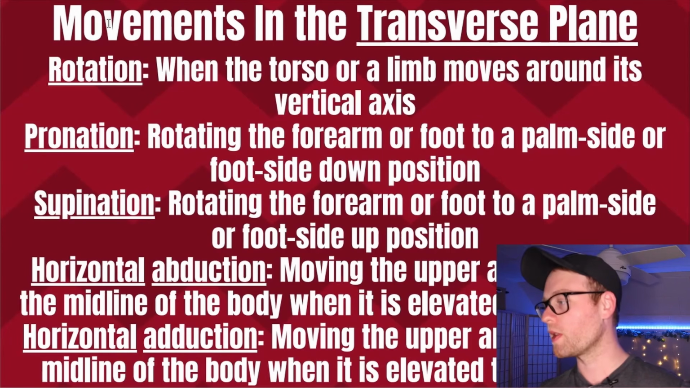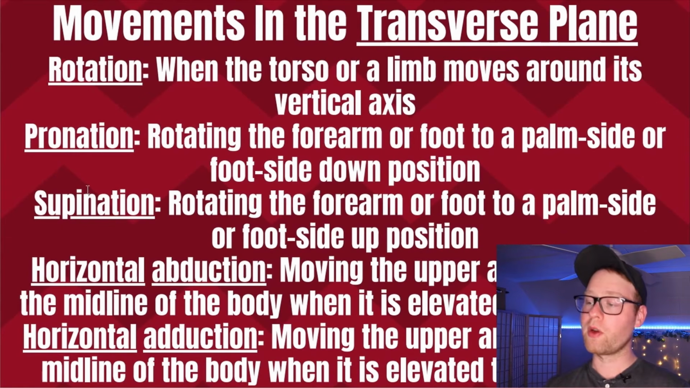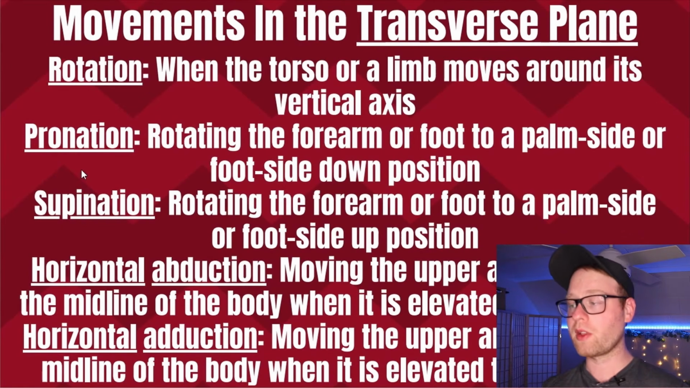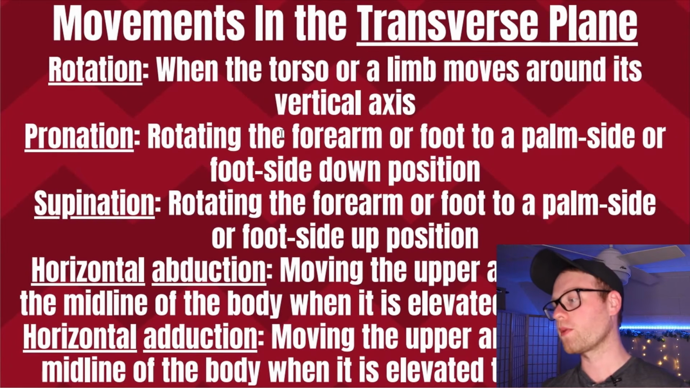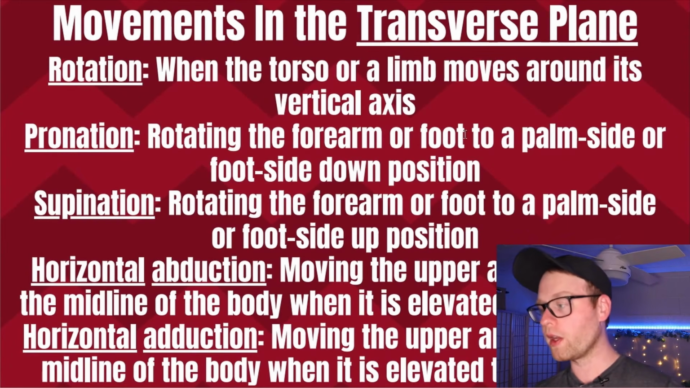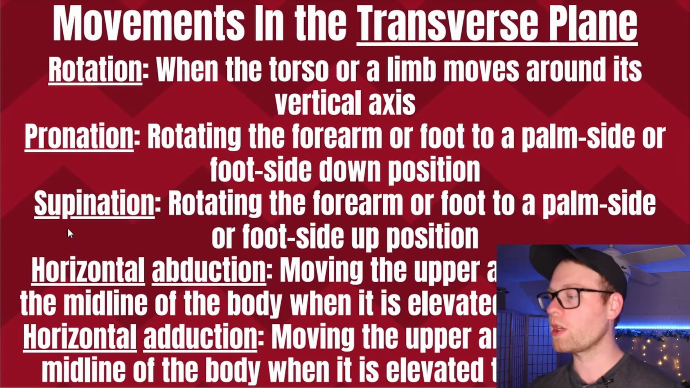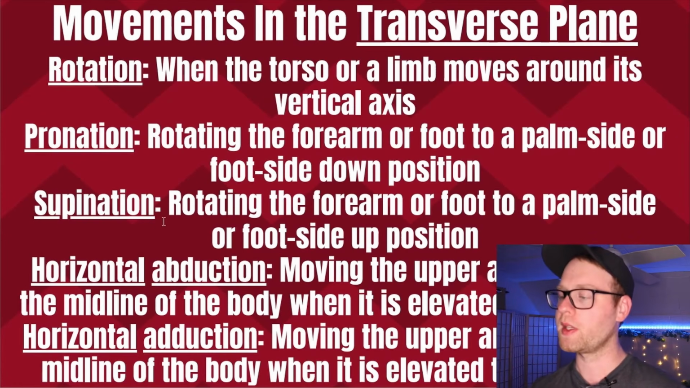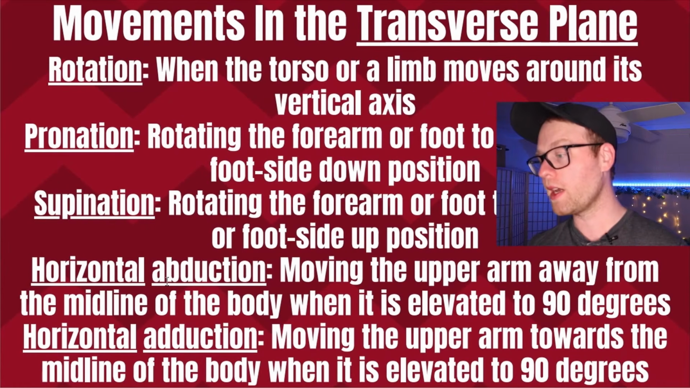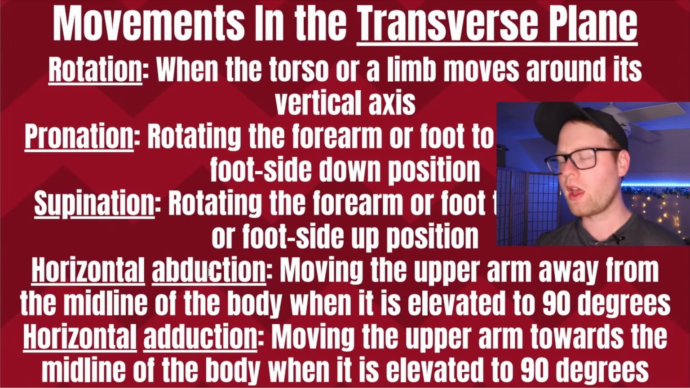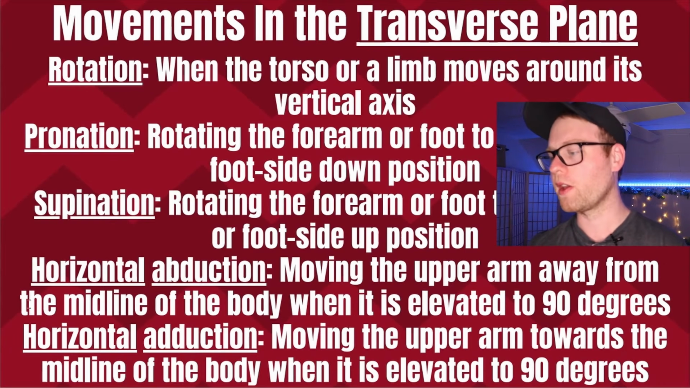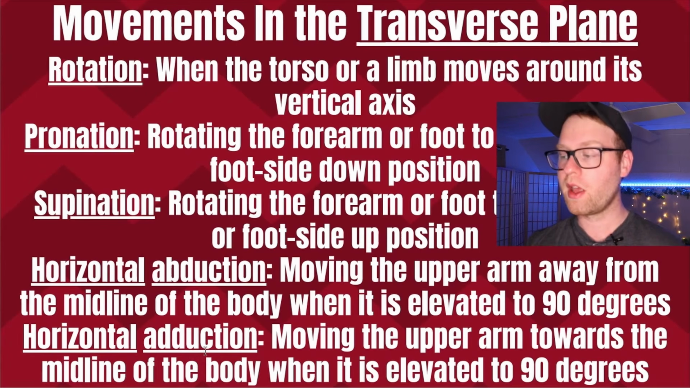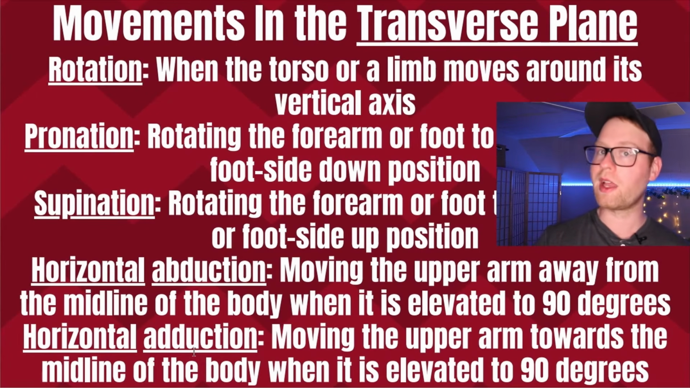So scrolling down to movements in the transverse plane, of course we do have rotation. We also have pronation, which I'll show you guys what that looks like in a second. But basically it's rotating the forearm or foot palm side down. We have supination, which is pretty much the exact opposite. We have horizontal abduction, I'll show you what that looks like in a second. And we also have horizontal adduction. I'm also going to show you guys what that looks like as well.